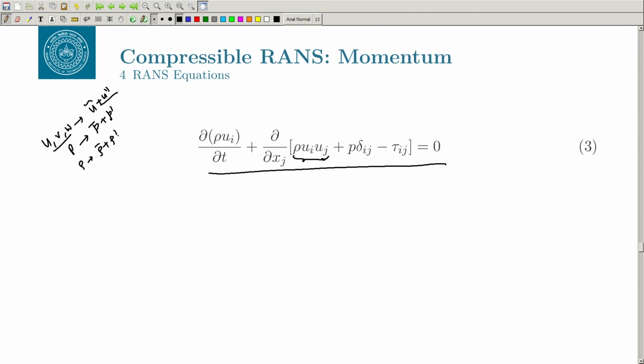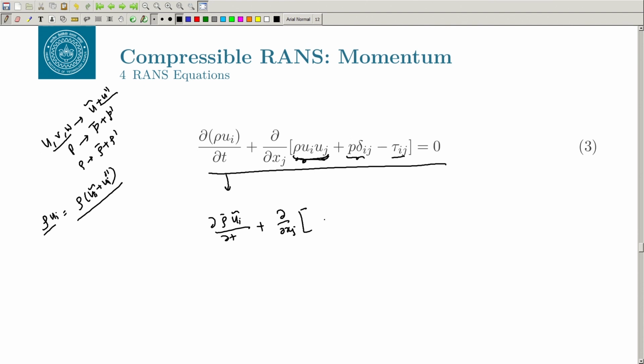So, if you use those relations, this is the only term that is going to create a problem; the other terms are self-explanatory. You can basically take this rho u_i as rho times (u_i tilde plus u_i double prime), and the rho u_i double prime term will go to 0. So the first term will be nothing but rho bar u_i tilde by delta t.